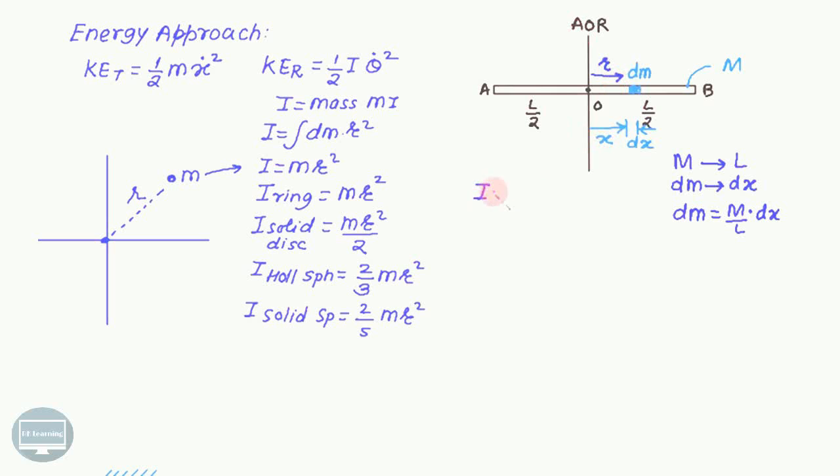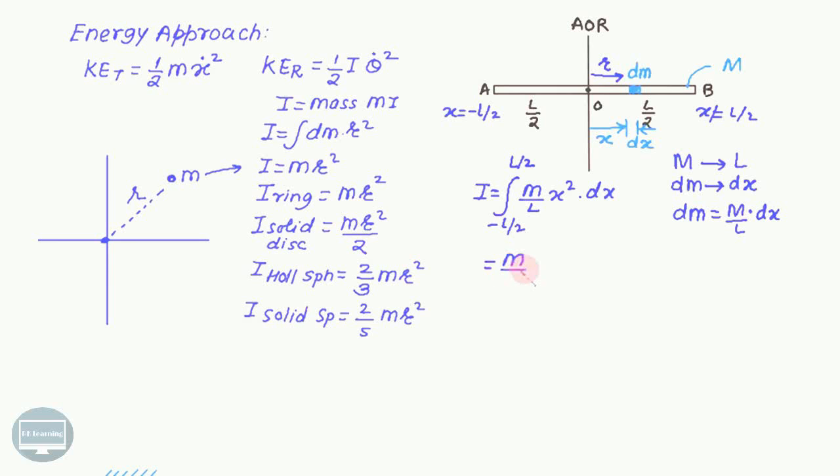So the moment of inertia is given by integral of dm r square. dm is M by L multiplied by dx, and r square is x square, multiplied by dx. This is the quantity, and this rod varies from A to B. Since I fix my axis at this point, x equals minus L by 2 at one end, x equals 0 here, and x equals L by 2 at the other end. So your limits are minus L by 2 to L by 2. So we can solve this.